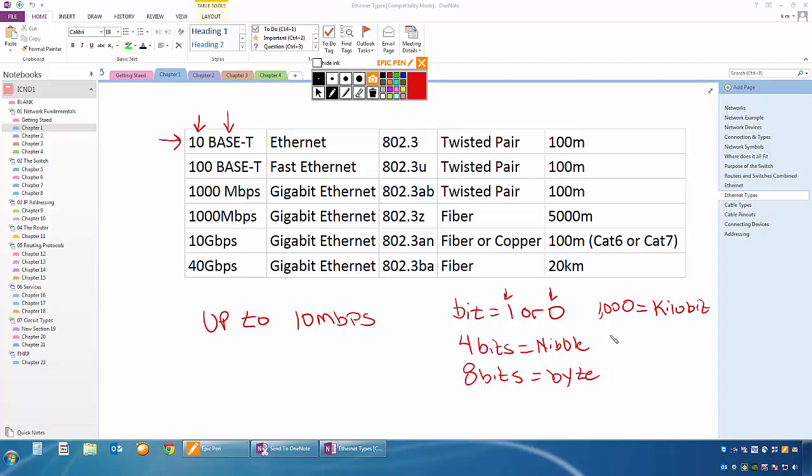So we're going to say 1,000 equals a kilobit. That means now I have 1 kilobit. Now, if I take 1,000 kilobits, that's going to equal a megabit. You're starting to see what's happening here? So if I take 1,000 megabits, and notice that the b is small, then that would equal 1 gigabit.